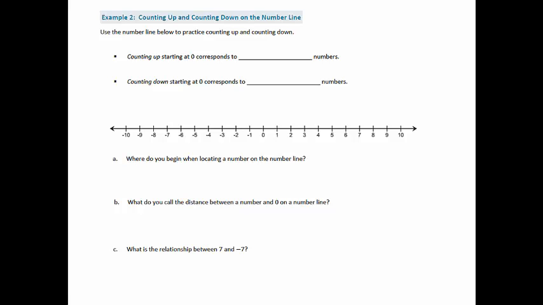Here in Example 2, we're going to use the number line to practice counting up and counting down. When we count up, we start from 0, and that corresponds to the positive numbers. So going to the right or going up is counting up, and that's our positive numbers. For example, for positive 7, we would start at 0 and count up 7 hops. This would represent positive 7, from 0 to 7.